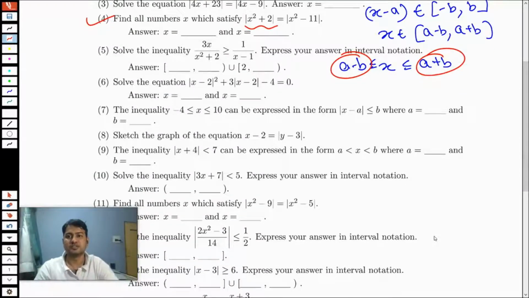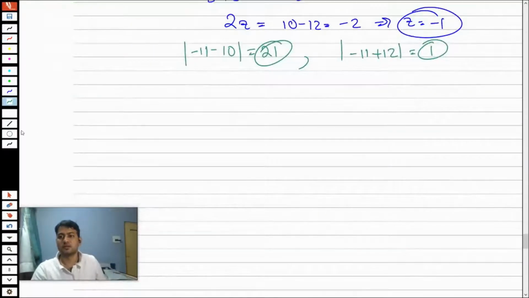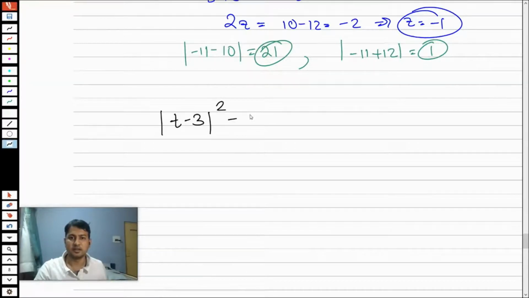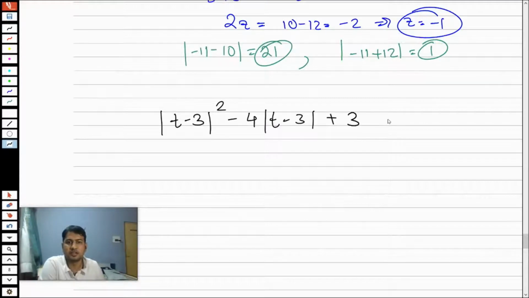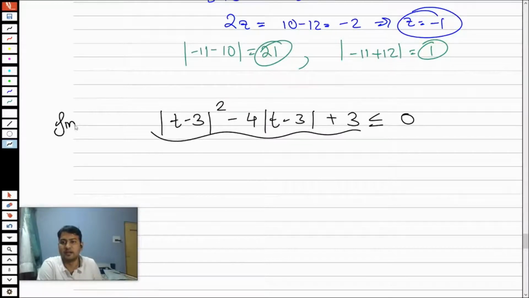All right, let's do the sixth. I will not do six exactly because that's part of the homework, but let's do something similar. So let's say I'm interested in |t - 3|² - 4|t - 3| + 3 less than or equal to 0. So I'm interested in finding t such that this thing holds true.